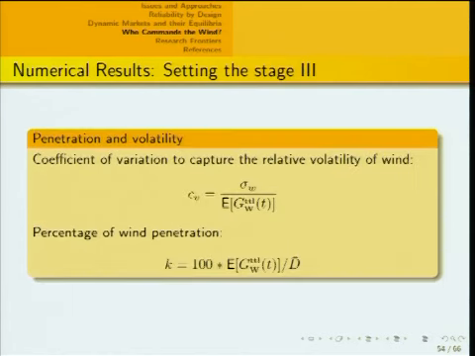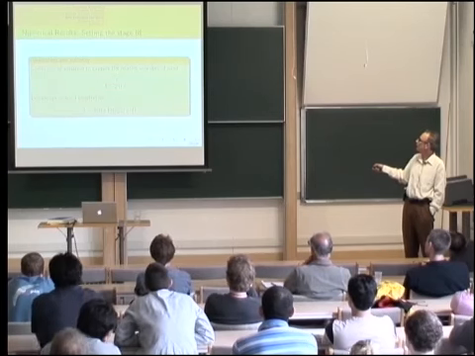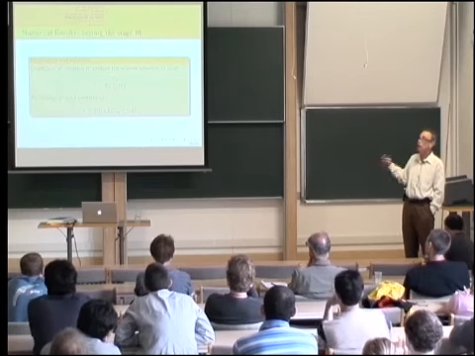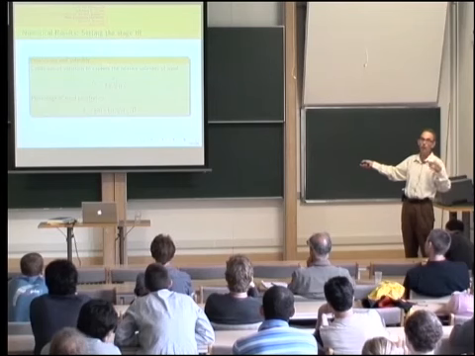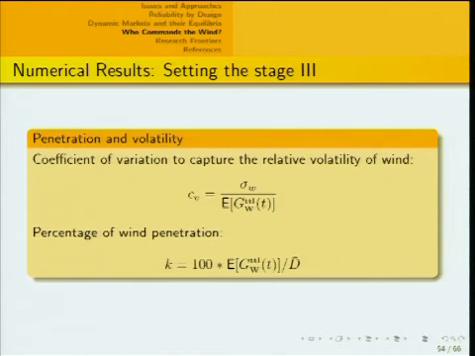The two parameters we're looking at are, first, the coefficient of variation: the standard deviation of wind divided by the total. With something like 2 gigawatts of wind in the northwest of the US, this might be only 0.05 or something, a very small number. And then there's the percentage of wind penetration: the total wind generation divided by the mean demand times 100. Those are the variables we looked at.